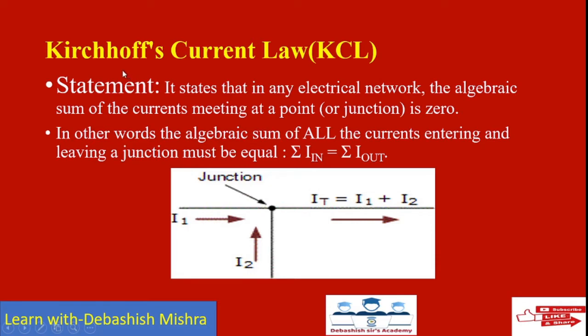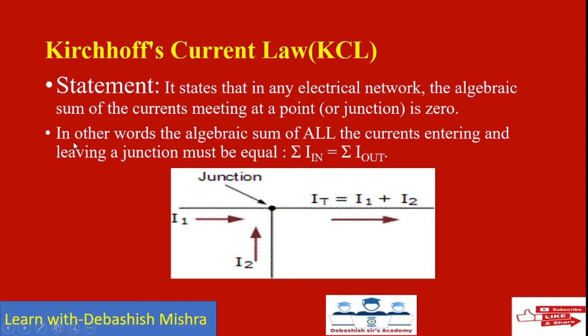In Kirchhoff's current law, the exact statement is that in any electrical network, the algebraic sum of the currents meeting at a point or a junction is 0. Suppose this is a point or a junction. I1 is the incoming current, I2 is the incoming current, and IT is the outgoing current. So, according to the KCL, I1 plus I2 minus IT is equal to 0.